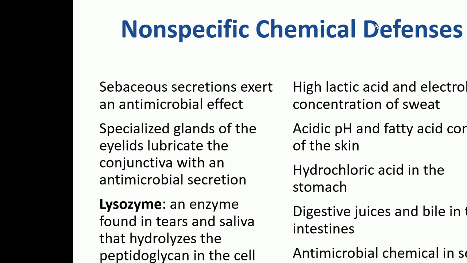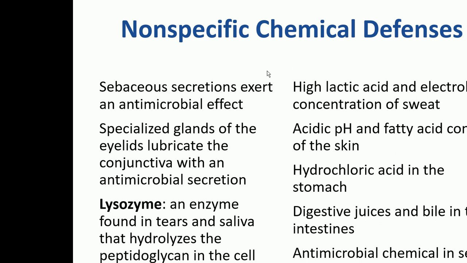Then there are some chemicals which can also provide the first line of defense. Sebaceous secretions exert an antimicrobial effect. Specialized glands of the eyelids lubricate the conjunctiva with antimicrobial secretions. Lysozyme is an enzyme found in tears and saliva that hydrolyzes the peptidoglycan in the cell wall of bacteria. So this enzyme can break the peptidoglycan in the cell wall of bacteria.